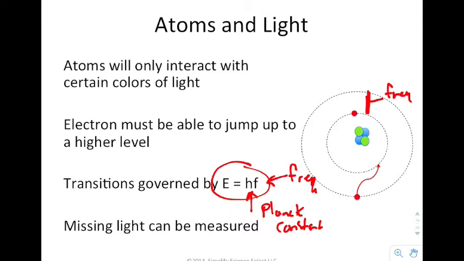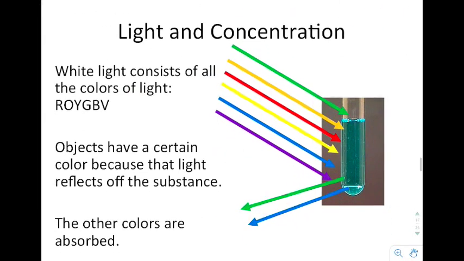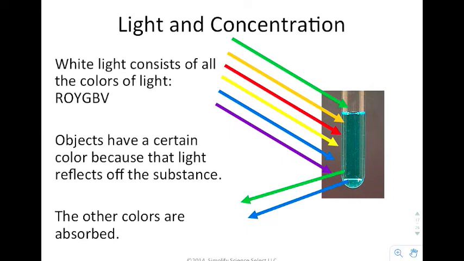Well, it turns out that if you can shine light on a sample, you can measure the missing light. And whenever you measure missing light, that missing light is related to the concentration. So what you do is you say white light consists of all colors of the spectrum, Roy G. Biv: red, orange, yellow, green, blue, violet. Because an object is a certain color, it absorbs certain colors and allows others to bounce off. So whenever it absorbs certain colors, that absorption allows you to look at concentration.